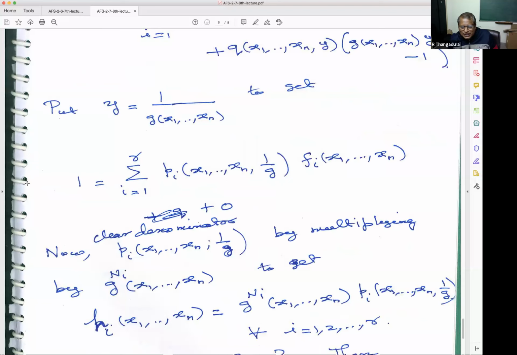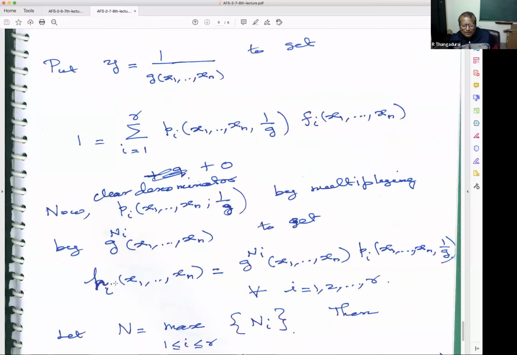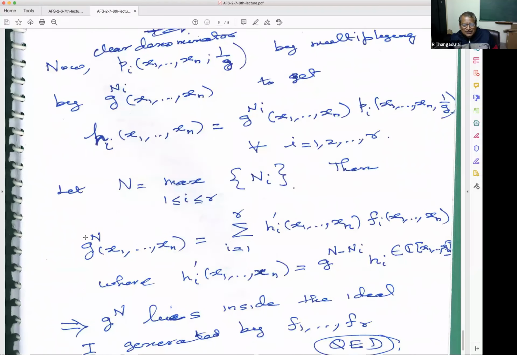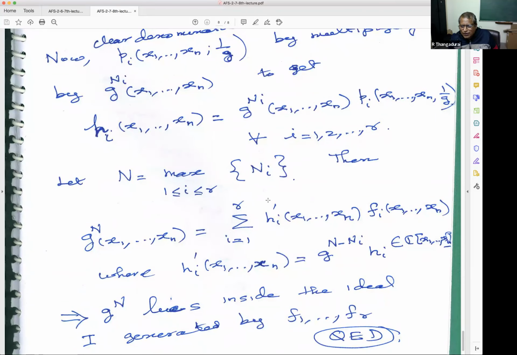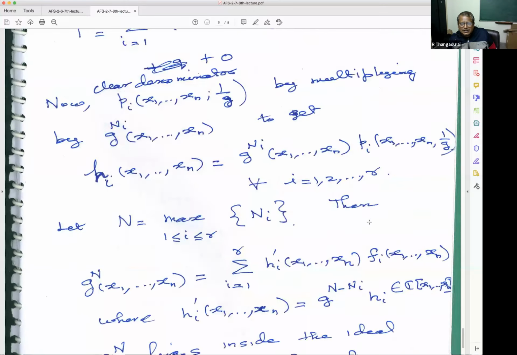When we multiply both sides by the maximum power of the denominator, what we get is g^N of x1, x2, ..., xn equal to, after clearing the denominator, just a polynomial. There is no rational function here because we cleared the denominator. In the fi's there was no g anyway, so what we can write is that this power of g lies inside the ideal generated by f1, f2, f3, ..., fr. That's the Nullstellensatz.